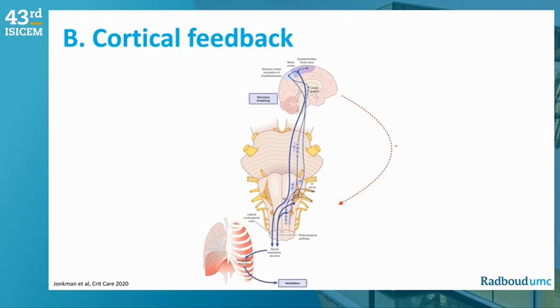The second is cortical feedback. Everyone working in a neuro ICU will recognize that a lot of patients with traumatic brain injury, but also patients with delirium, do have a high respiratory drive. As you're sitting here in this room, the cerebral cortex has an inhibitory effect on the respiratory center. So when there's brain damage, we lose this inhibition and respiratory drive increases.